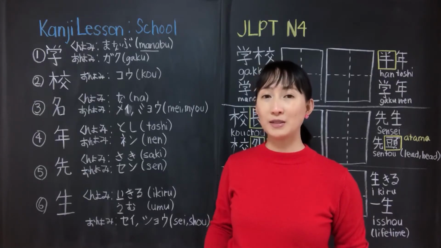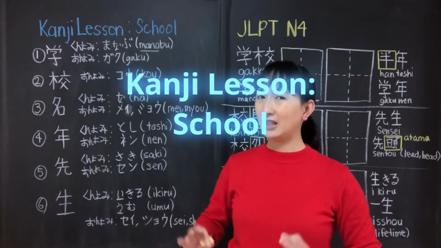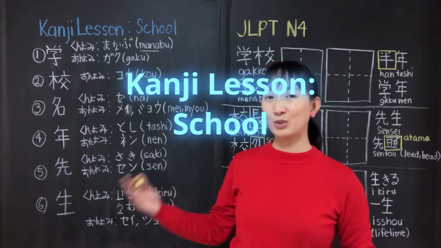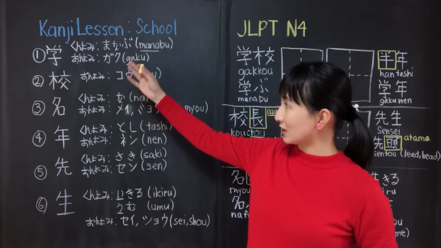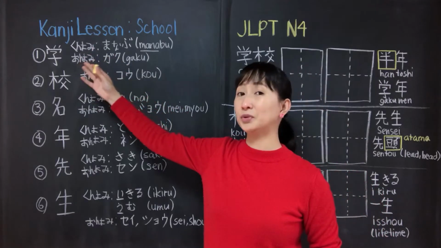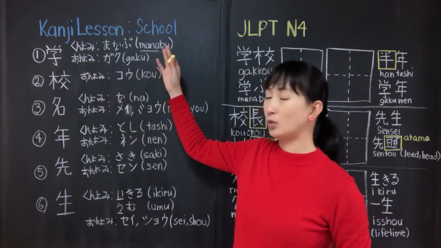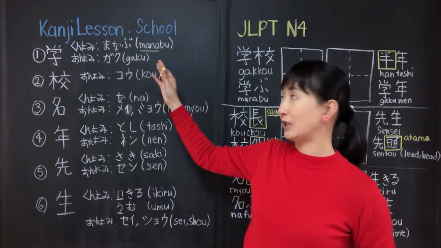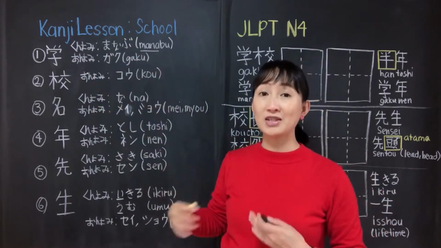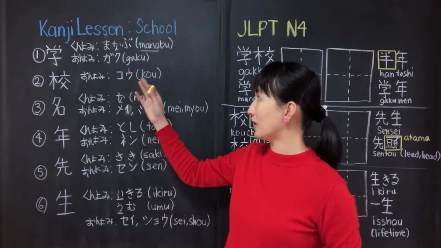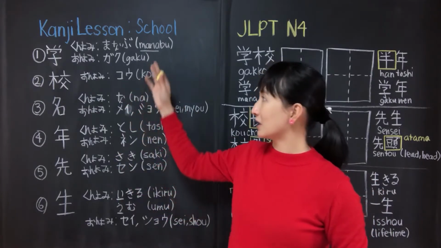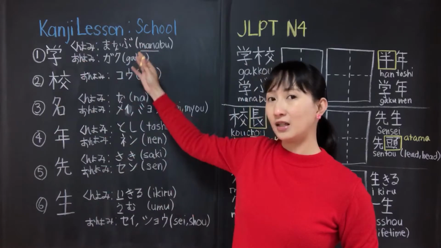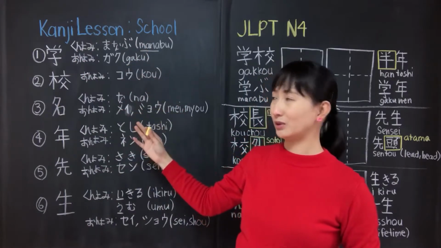Our lesson for today is about gakko no kanji, any kanji that is related to school. Our first kanji for today is manabu no mana. Only mana is written in this kanji, and then bu is written in hiragana. Manabu means to learn and its onyomi is gaku. So these kanji are all related to school.